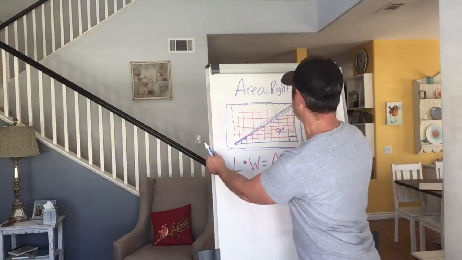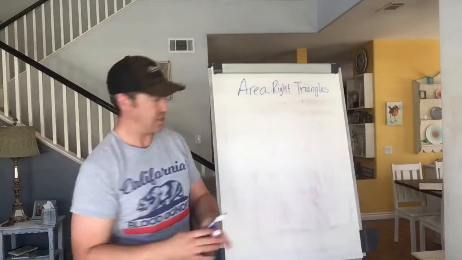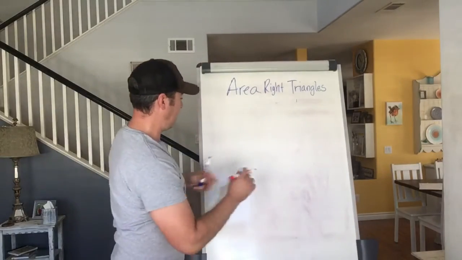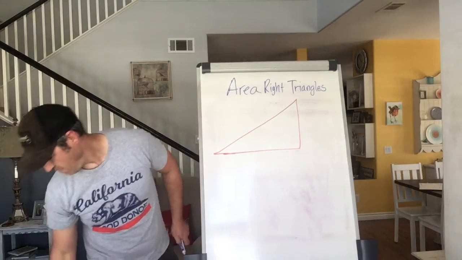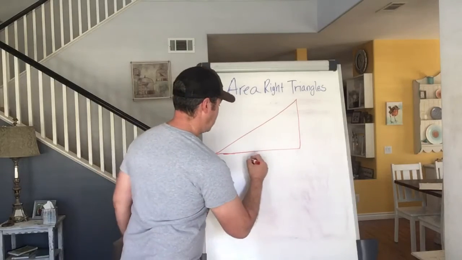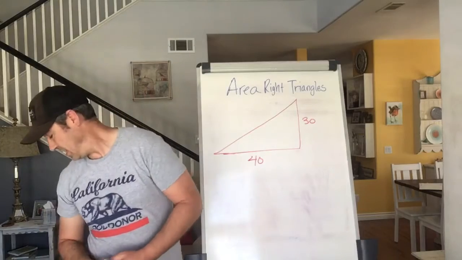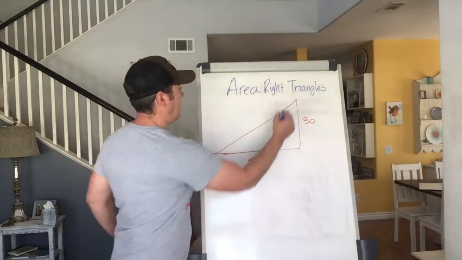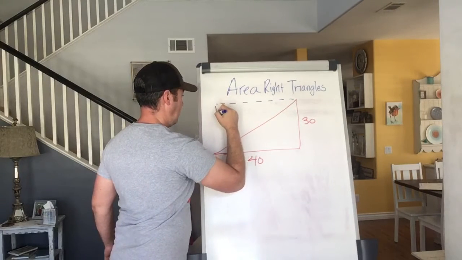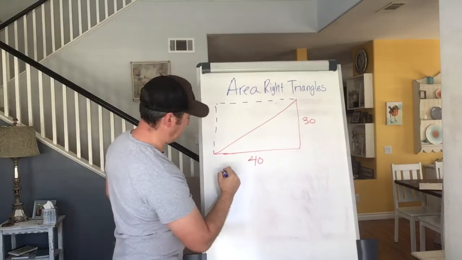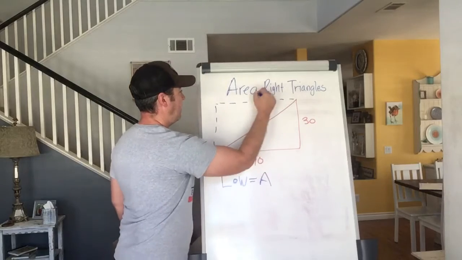So let's give it a try with our example. Our example is giving us a rectangle that is 40 by 30. So we've got 40 here and 30 there. Now we're going to pretend like we're actually going to measure a rectangle, and we're going to use our length times width to calculate the whole area of the big rectangle.